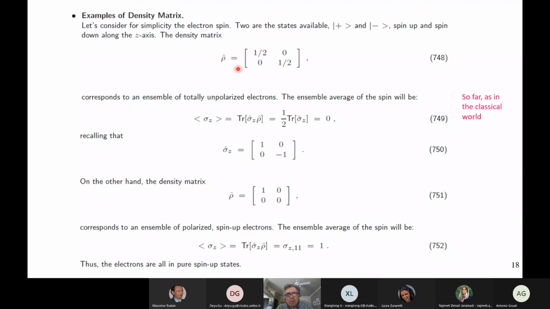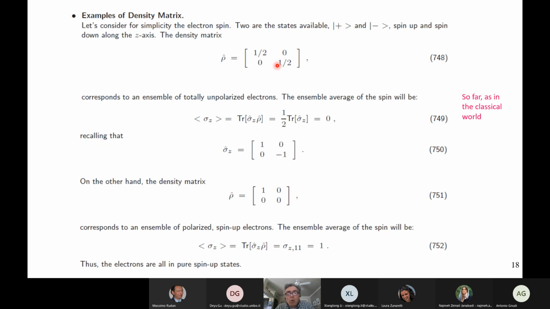Examples. The typical example that we have, which is analogous to the distribution function in classical mechanics, let's consider an electron, and the electron has two available spin states, up or down, plus or minus, along the conventional z-axis. If we have a density matrix given by this, the trace of the matrix is 1, so the total probability of finding the electron in any spin is 1. Notice that the off-diagonal elements are 0. It means that the system actually is in a totally unpolarized state. It's representing, if you want, a flux of electrons with 50% of the electrons spin up, 50% spin down.